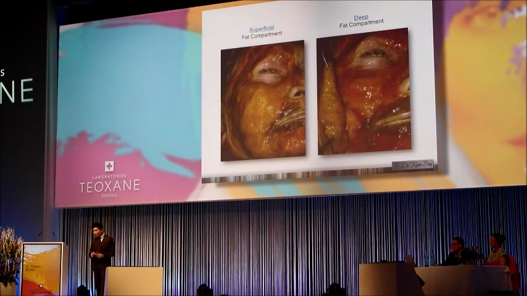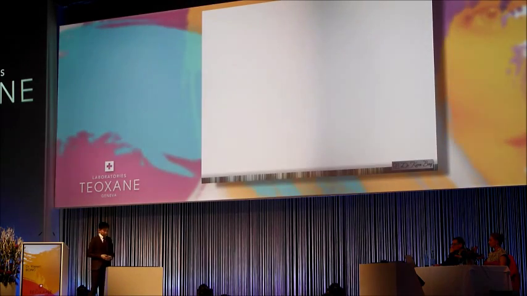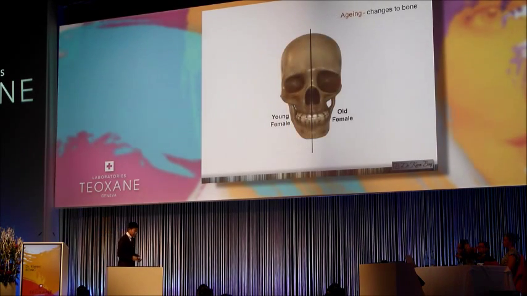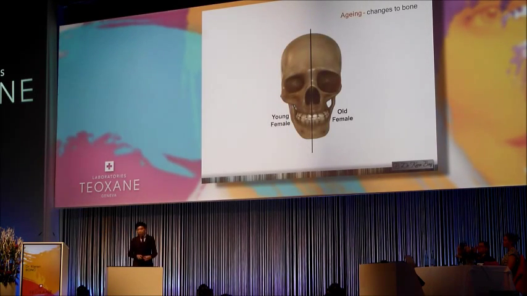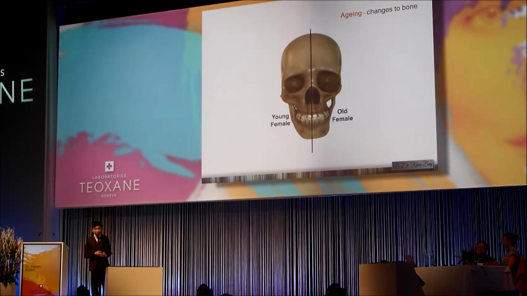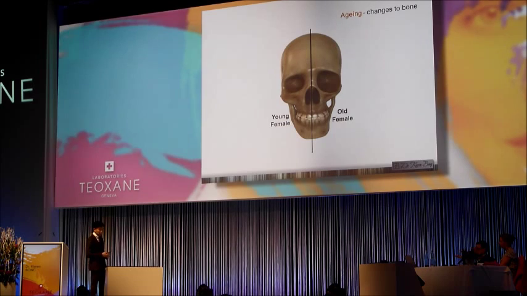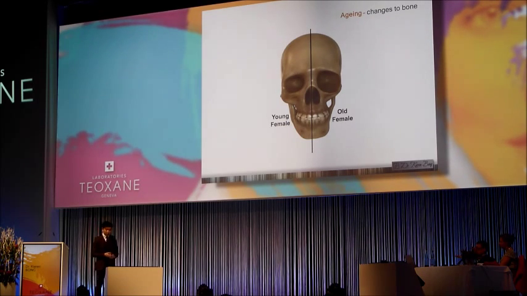I would like you to commit that into your memory for now, because I'm going to go through it in greater detail. Let's talk about what changes as part of the aging process. In the aging process, our face is like a deflating balloon. You gradually suck air out of the balloon and you're left with the flabby bits. However, if you look at the left side of the slide, that's a younger woman, and on the right side of the slide, there are three changes to focus on.